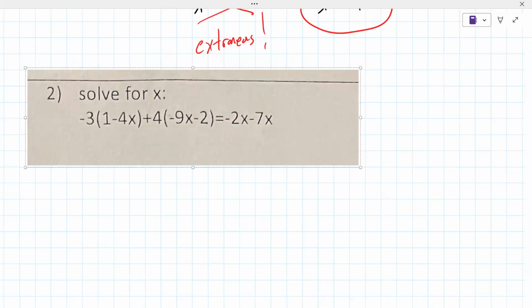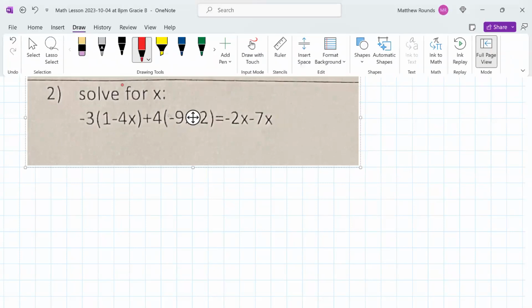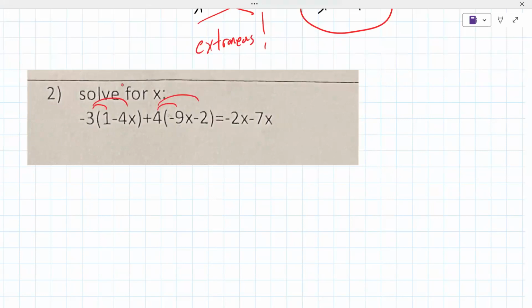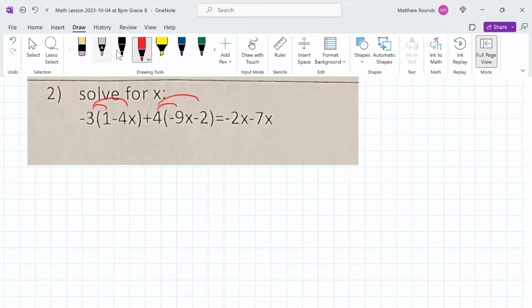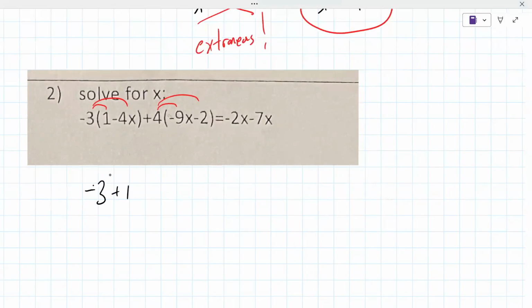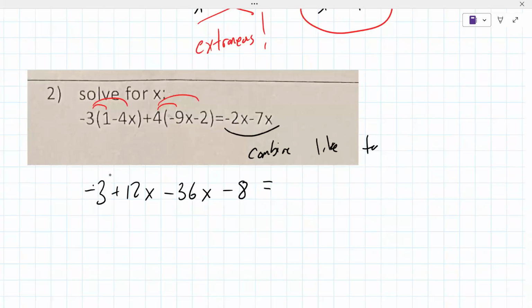So this one says to solve for x. You can almost think of this as being like the numerators of one of the other problems that we've been doing. You have to remember to distribute in. So this becomes minus 3 plus 12x minus 36x minus 8. And on the right, you can combine like terms. So that becomes minus 9x.